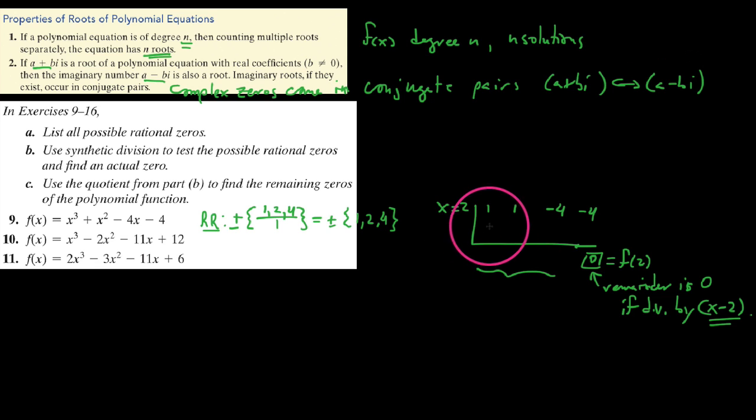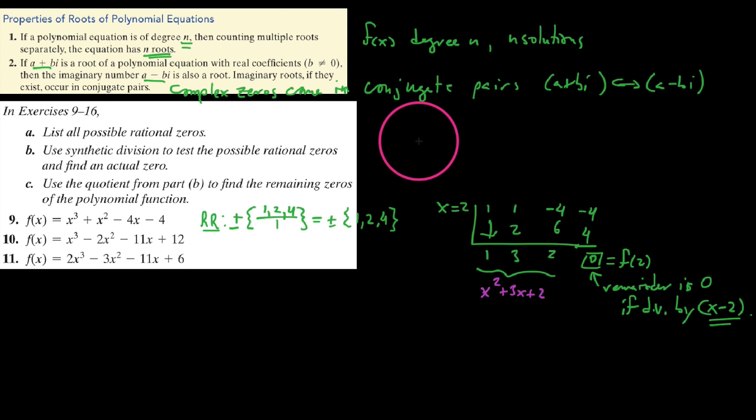We'll drop down our 1. 1 times 2 is 2. Let's see, did I get my coefficients in here right? 2 plus 1 is 3. 2 times 3 is 6. 6 plus -4 is 2, and 2 times 2 is 4. So we do indeed get 0 for a remainder. The third part says to use the quotient from part B to help us find the other zeros.